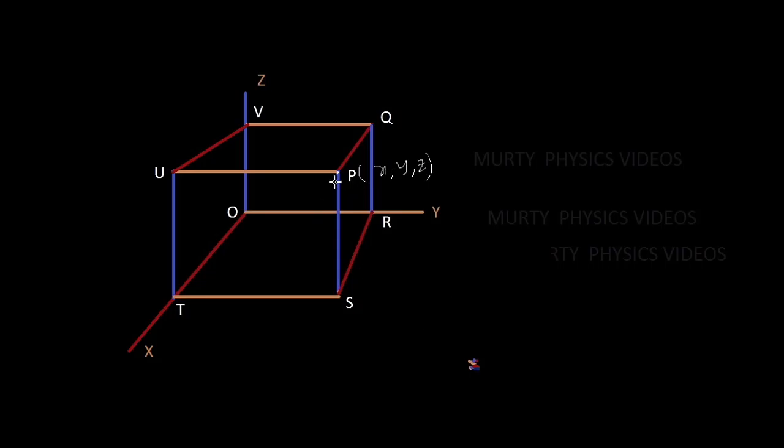If you draw a normal from the point P onto the x-axis, it cuts the x-axis at point T. Now, the distance of T from the origin is the x-coordinate of this point P. That is x. OT equal to x.